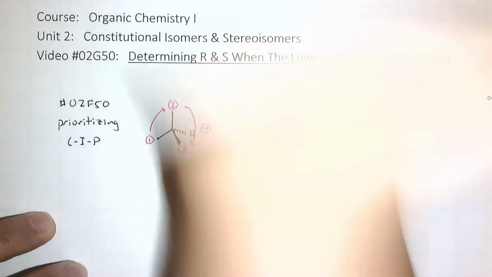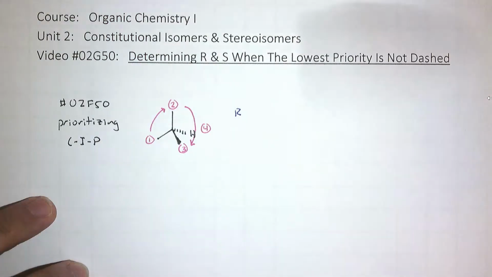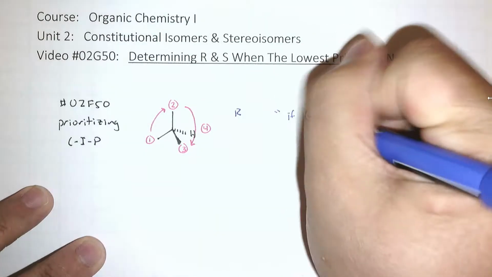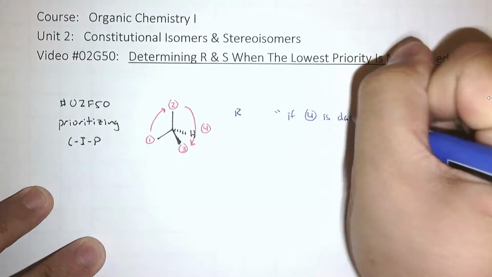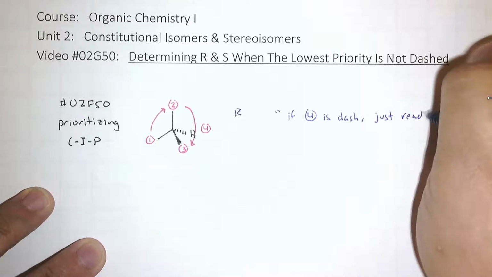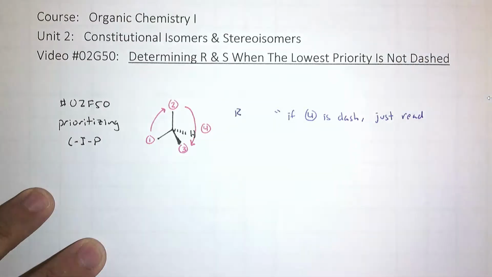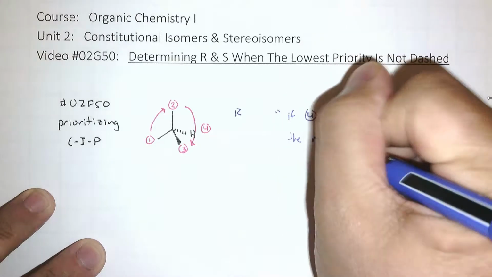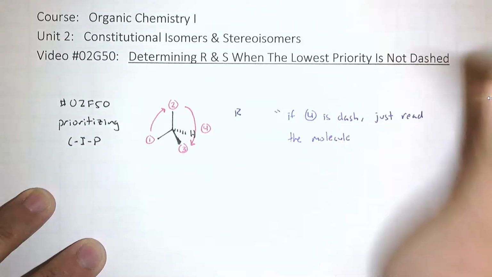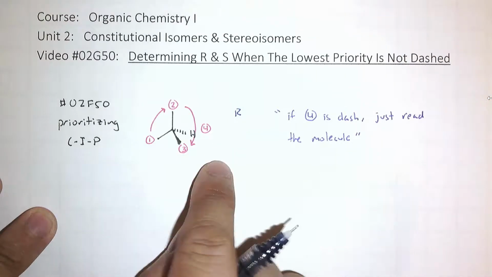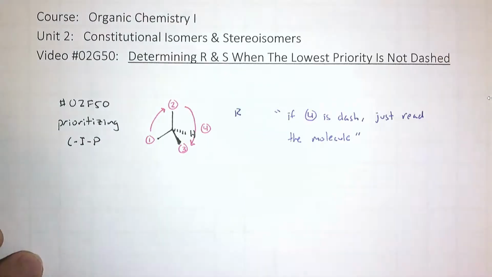The rule here, and I'll write this, the quote you want to memorize is, if 4 is on the dash bond, just read the drawing. There's no manipulation. There's no visualizing it in your head. There's no making a molecule and twisting it. Just read the molecule. And if 1, 2, 3 is clockwise, it's R. And if it's counterclockwise, it is S. Okay. What are some other examples?